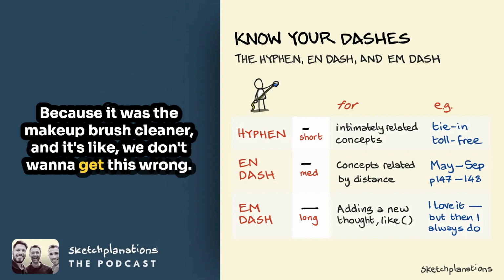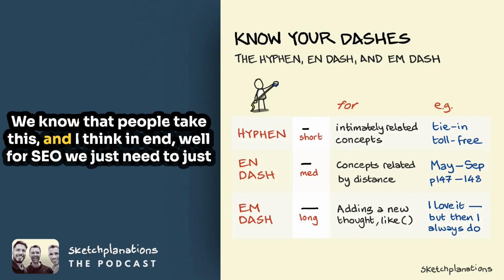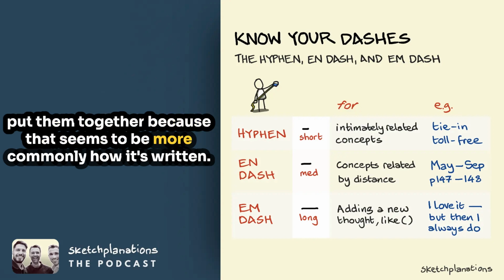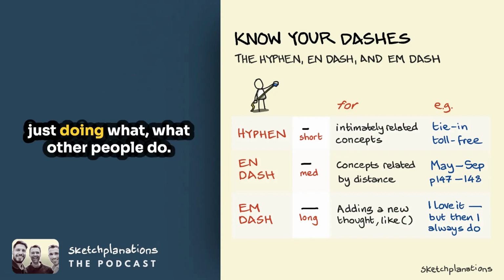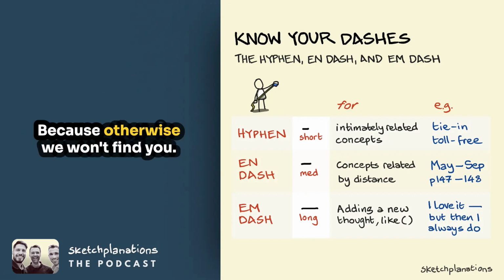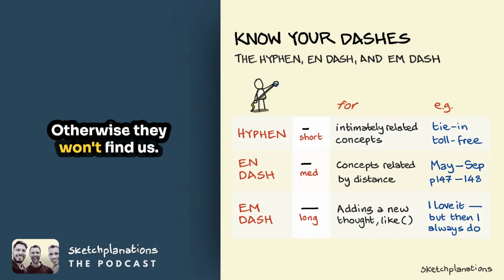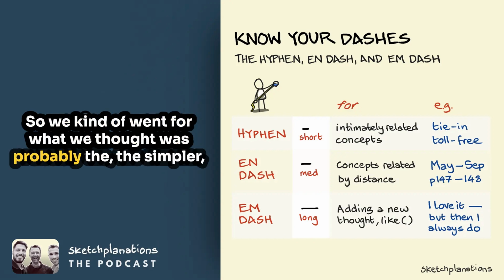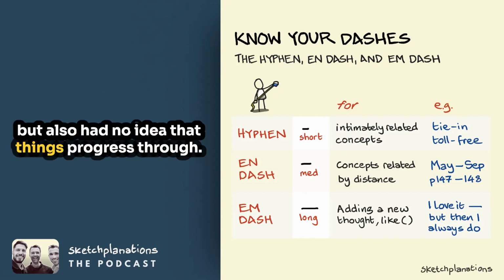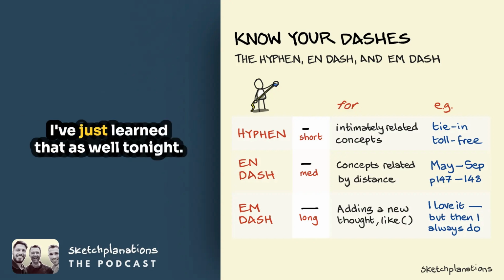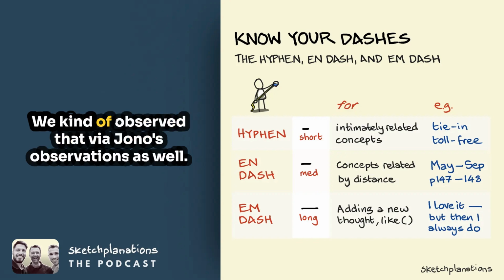And it's like, we don't want to get this wrong. We know that people would take this tip. And I think in the end we're like, well, for SEO, we just need to put them together, because that seems to be more commonly how it's written. So just doing what other people do, because otherwise they won't find you. Yeah, otherwise they won't find us. So we kind of went for what we thought was probably the simpler, but I also had no idea that things progress through. I've just learned that as well tonight. I kind of observed that via Jono's observations as well, yeah.